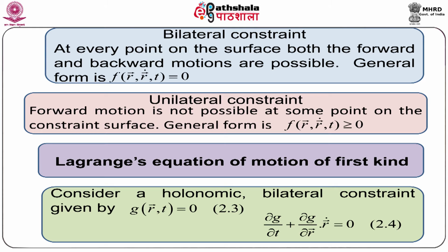Let us calculate the time derivative of 2.3. This gives del g by del t plus del g by del r vector dot r vector dot. Here we have used the chain rule of differentiation. This dot indicates that we are taking the dot product or scalar product of 2 vector quantities, which are del g by del r vector and r vector dot. R vector dot is the velocity, that is d by dt of r vector.